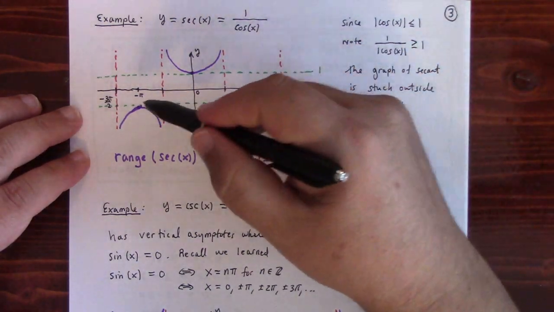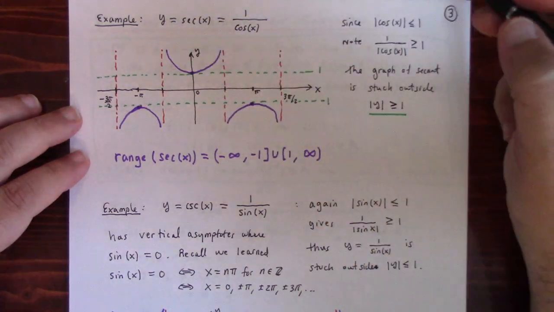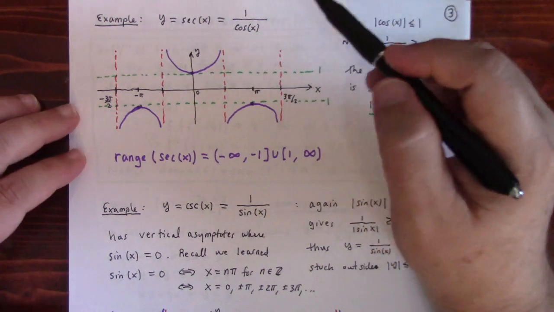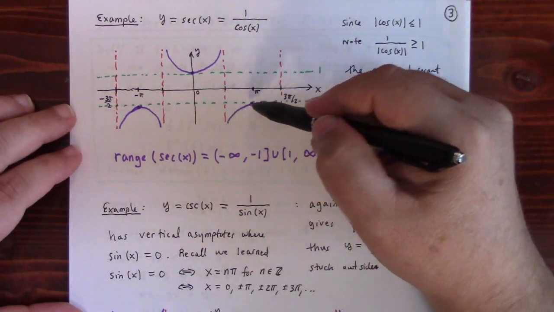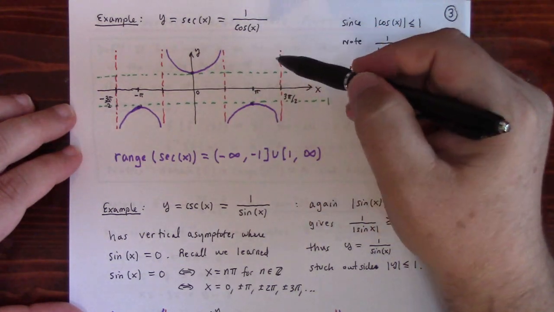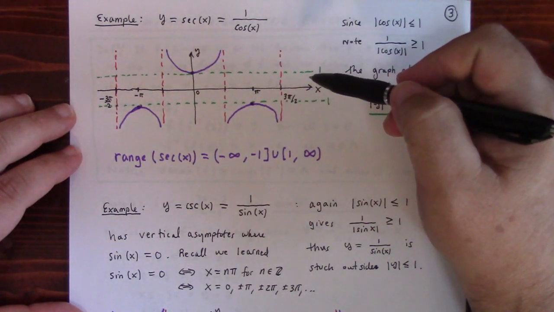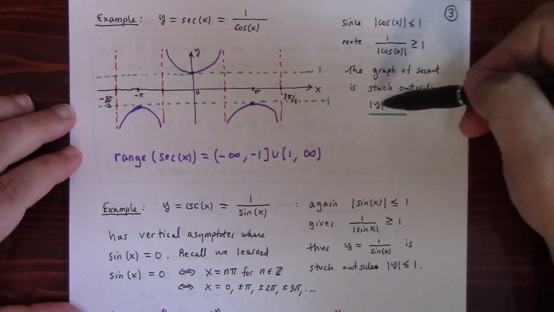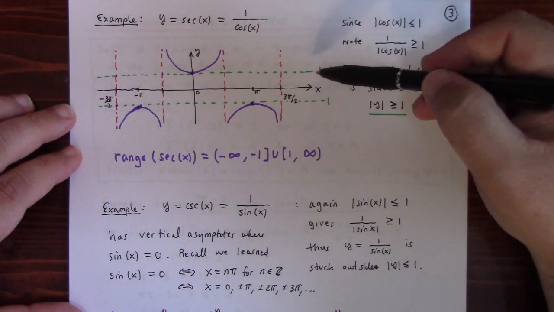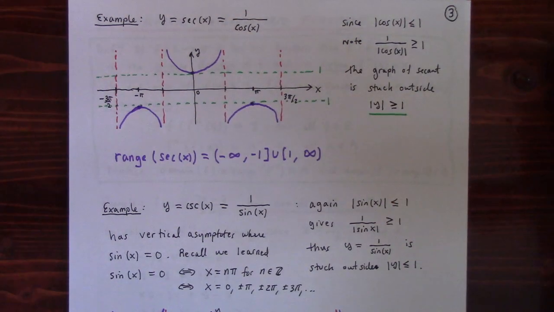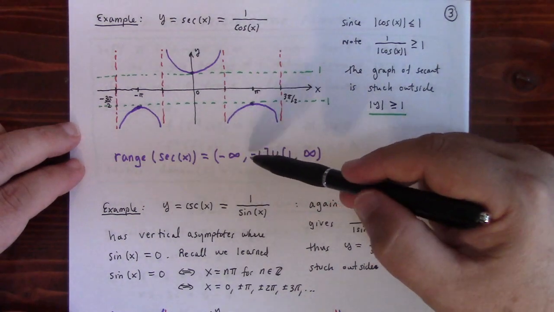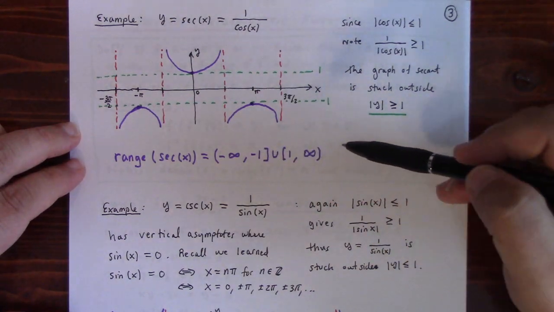I don't want to say it's the largest, of course, because secant's larger up here. But that's basically the graph. It's these sort of upside down curves, going asymptotically to places where cosine is 0. And where cosine is 0 is really a lot of it. And then the fact that it has to be stuck outside the absolute value of y equals 1 is the other part. Those two things, you could easily graph secant just like that. Notice that the range of secant is minus infinity to minus 1, union with 1 to infinity.